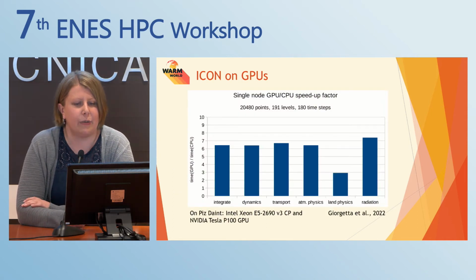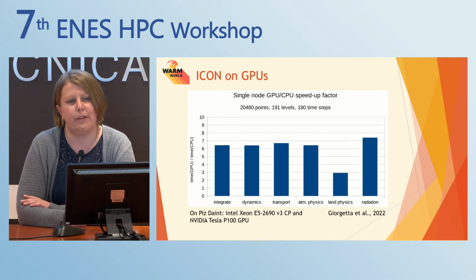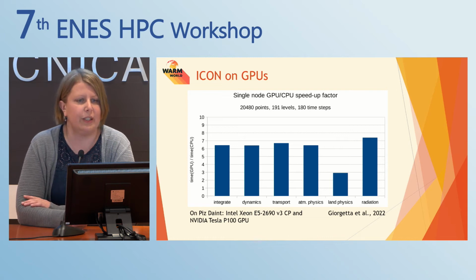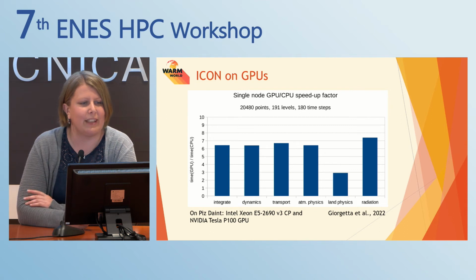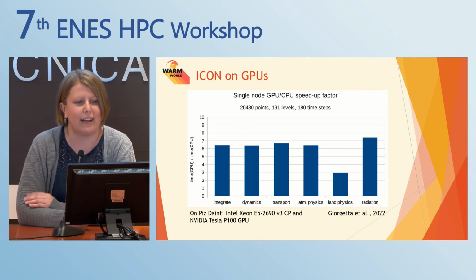And here I can show you just a figure from the Giorgetta paper, which shows the single-node GPU-CPU speedup factor. I know it is not always clear how meaningful those numbers really are, but I think especially if you look at the single components, you see that really across the components of the atmospheric model we achieve a speedup. So what you can see here is a comparison between the Intel Xeon CPU nodes on Piz Daint and the NVIDIA Tesla P100 GPU node.